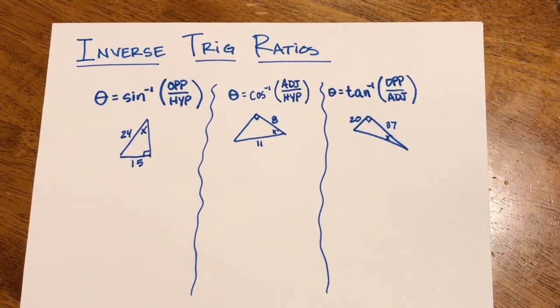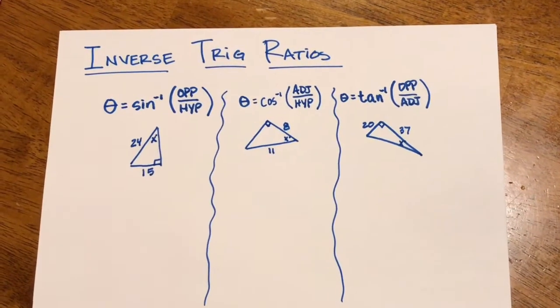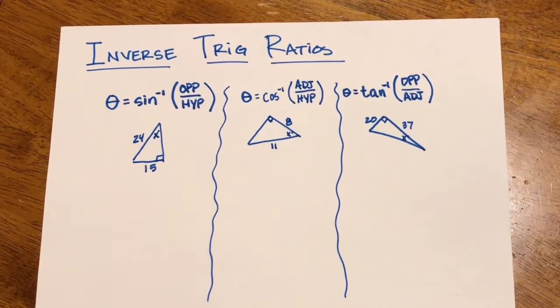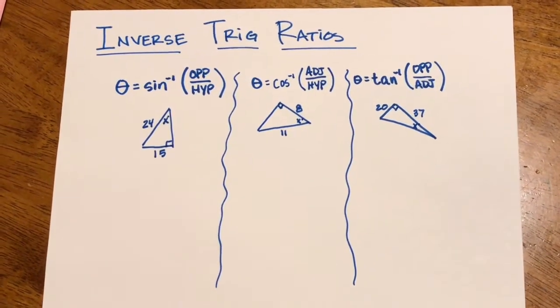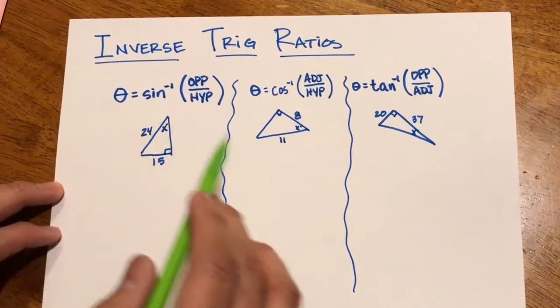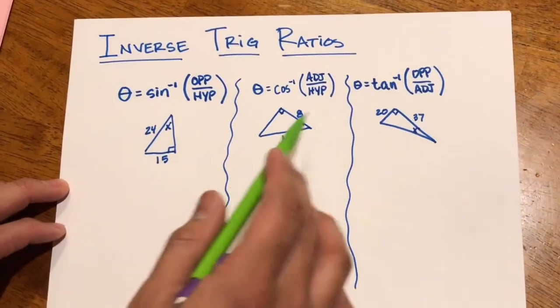So today we're going to learn about inverse trig ratios. Like I said at the beginning, this is probably the most boring video that you are going to watch. As you can see, there's three inverse trig ratios. So there's still sine, cosine, and tangent.